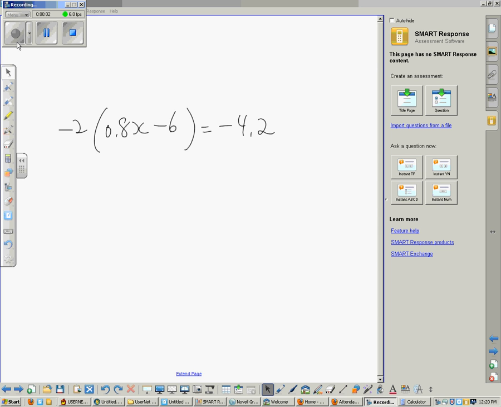Okay, final question on the first page. This is page 2 of the midterm quiz.